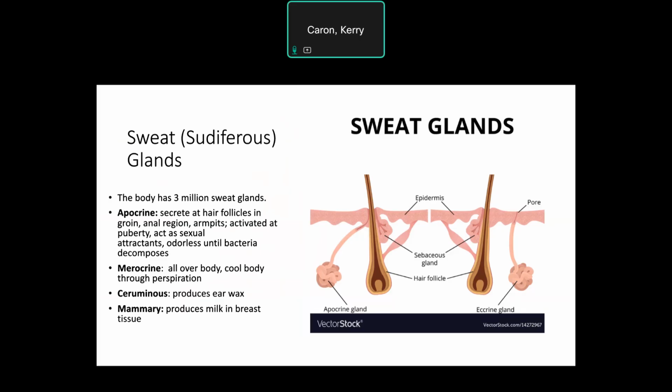Normally the chemicals activated are odorless, but when the bacteria starts to decompose, then you get the smell. Think about it, after the gym when you've sweated, decomposing bacteria is making you smell, which is not a nice thought. Merocrine glands are all over the body, and they help us cool.